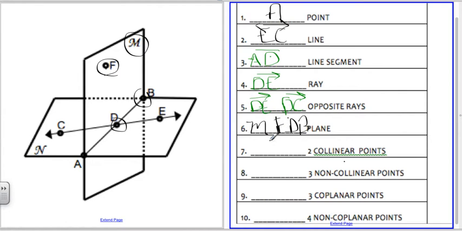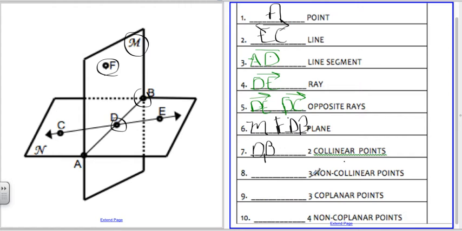Okay. 2 collinear points. Remember, collinear means on the same line. So actually D and B are collinear. They're on the same line segment. So I could say D and B. And I put a comma between them because I'm listing points here. Another set of collinear points could be A, B, or C and E.